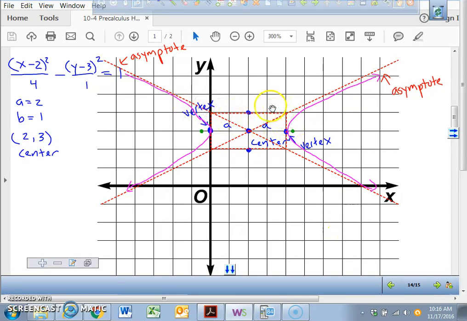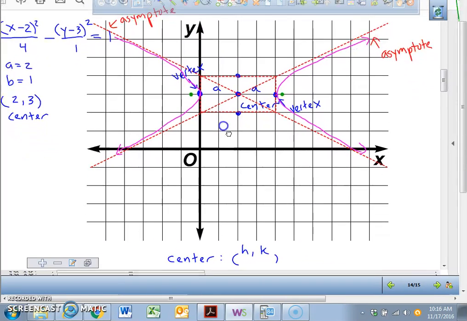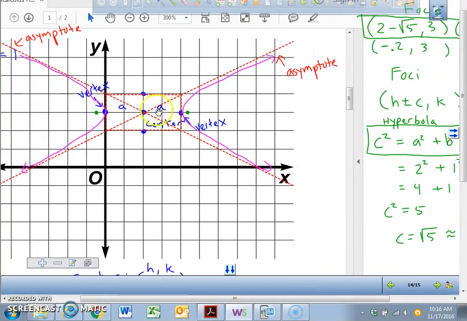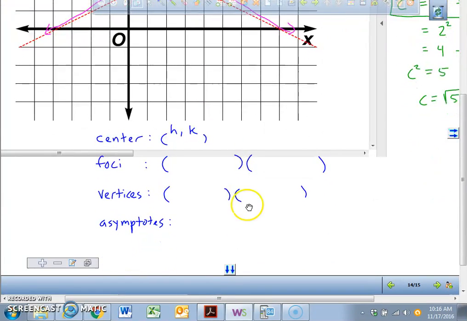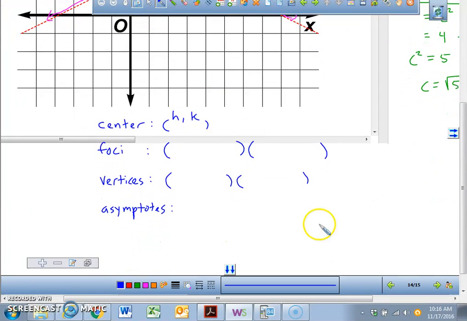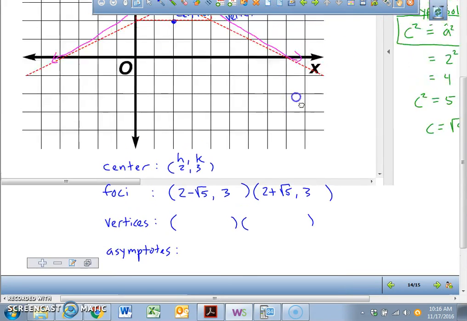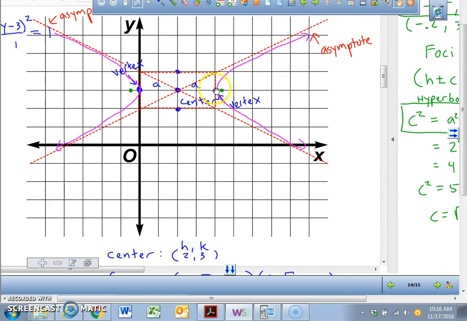We spent the whole video being able to graph this first equation, okay? At this point, now that we have this graph, we're going to label all the things that we need to find. What was the center of our hyperbola? 2, 3. All right? The foci were located at 2 minus radical 5, comma 3, and 2 plus radical 5, comma 3.